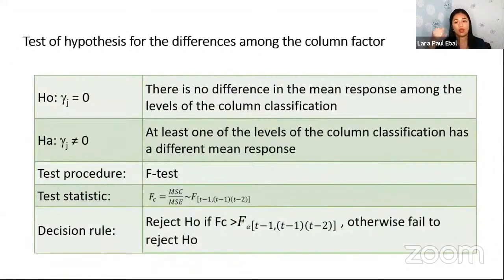We have the treatment levels, we have the row, and now the column. We can use gamma. There is no difference in the mean response among levels, so gamma j is equal to 0, versus HA, at least one of the levels has a different mean, so gamma j not equal to 0. F test again, then we have a different ratio, the numerator is different, for the MS column classification. And then we reject H0 if the F is greater than the F tabulated, or we can use the p-value.